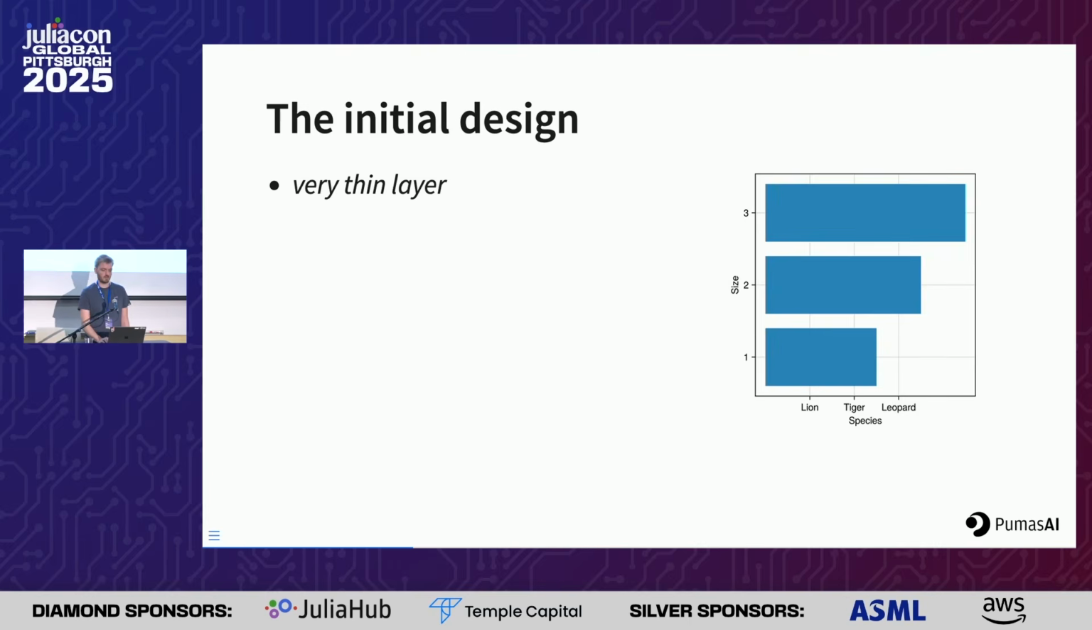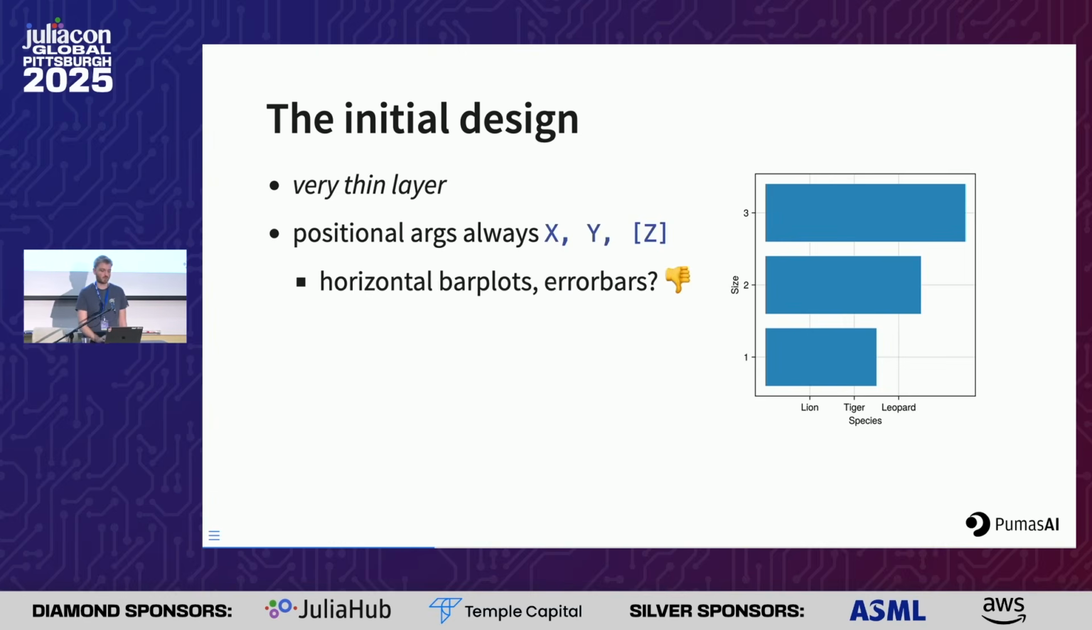The initial design was a very thin layer on top of Makie, and that was on purpose, but it had a bunch of problems coming with it. So, for example, it assumed that the positional arguments of Makie plotting functions are always x, y, and optionally z. And this is not true for a lot of functions. For example, you can make horizontal bar plots, or you can make error bars, and these sometimes have different signatures. So you couldn't do them.